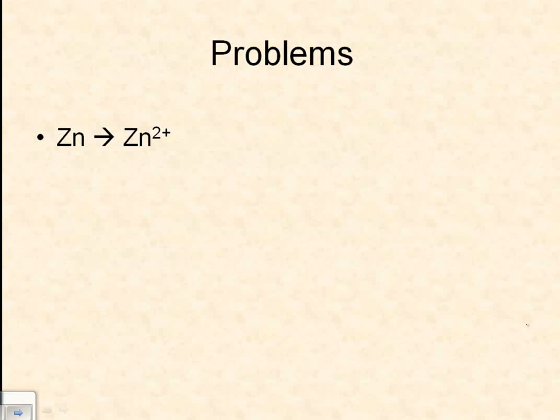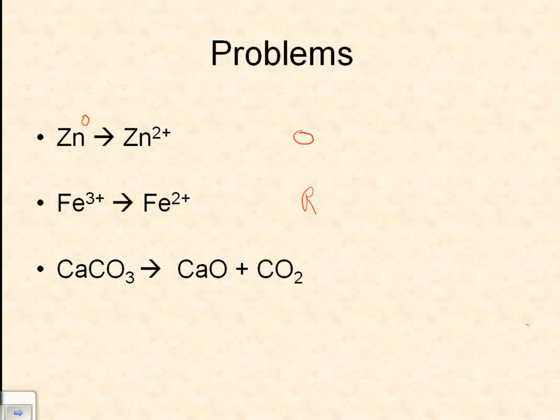Let's take a look at a couple here. Zinc goes from being a metal, as an element it's going to be 0, and it's going to go up to a +2. So it's not reduced, it's going to be oxidized. Iron goes from +3 to +2. That charge goes down, or it's reduced, so it's reduction.